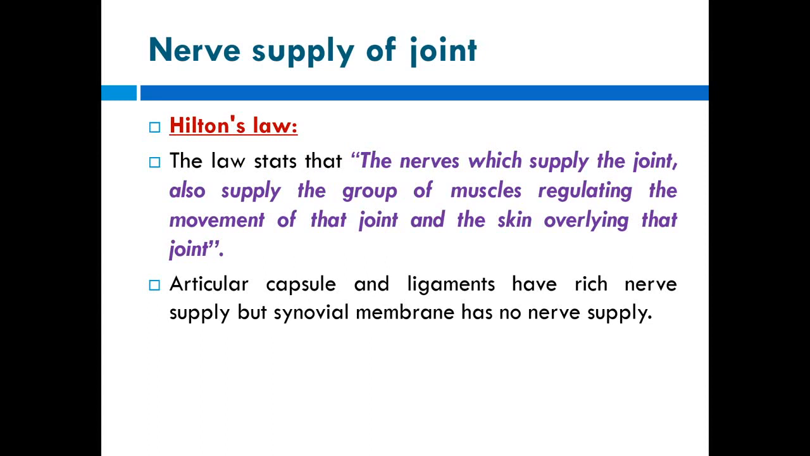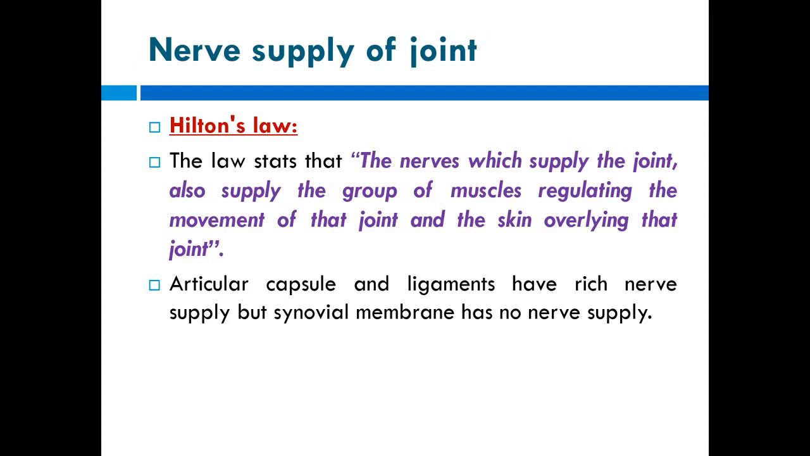Now the nerve supply of joint. There is a law called Hilton's law regarding the nerve supply of the joint. The law states that the nerves which supply the joint also supply the group of muscles regulating the movements of that joint and the skin overlying that joint.